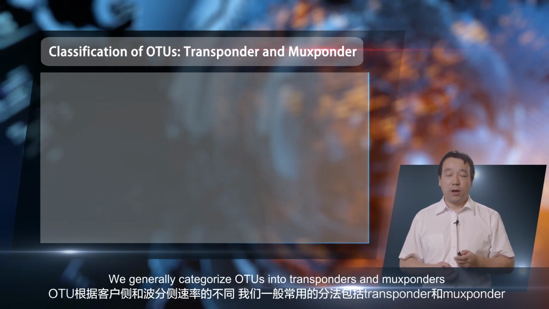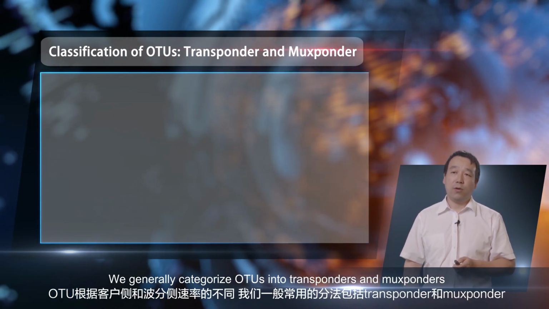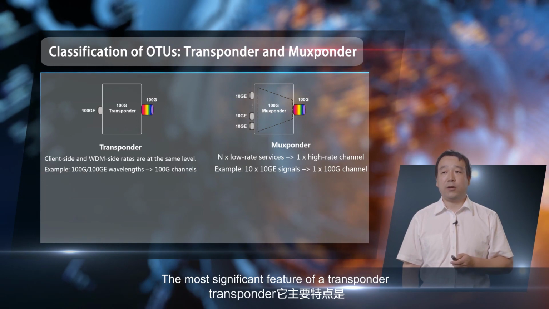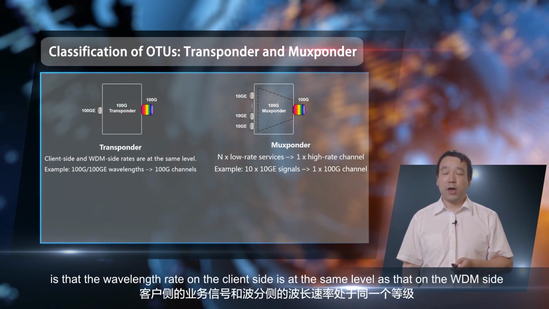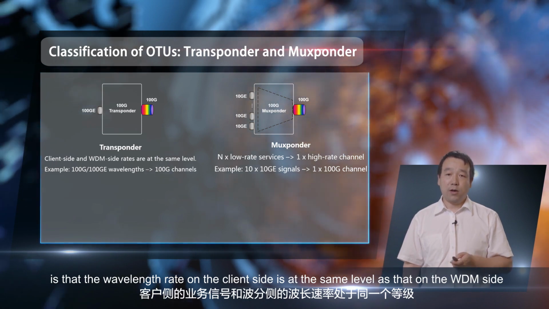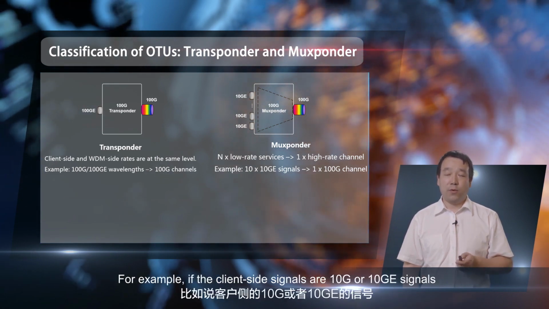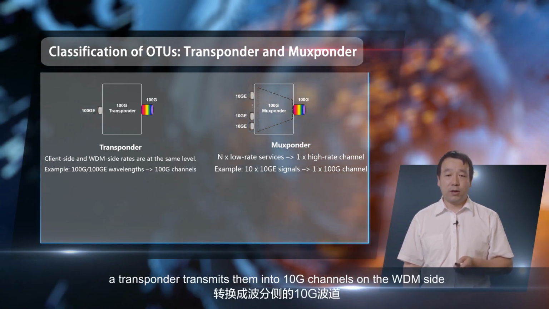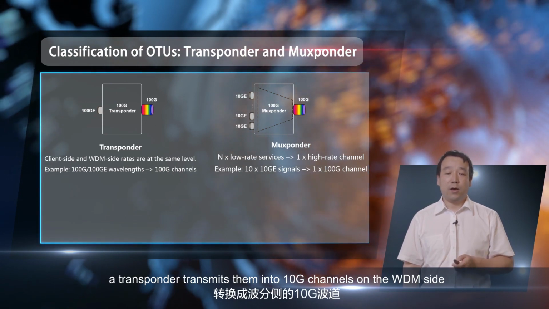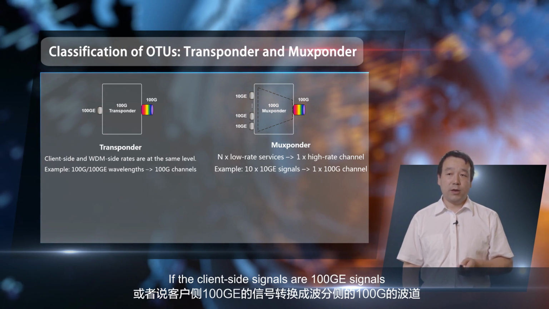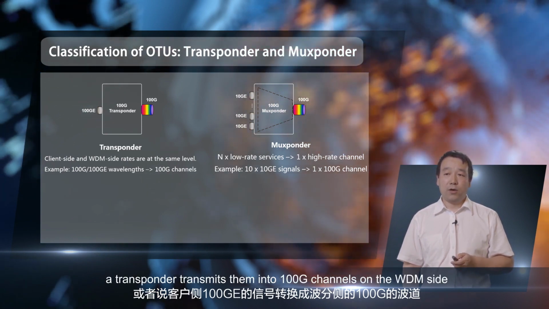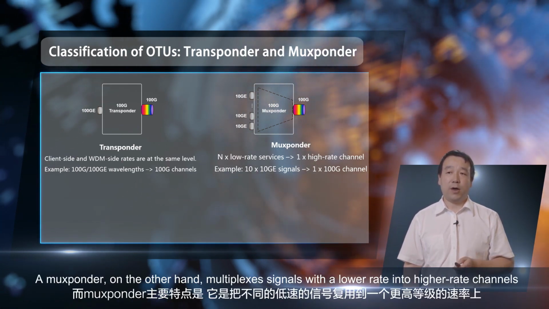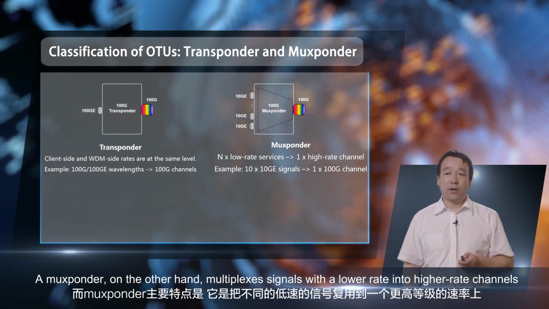We generally categorize OTUs into transponders and Muxponders, according to different wavelength rates on the client and WDM sides. The most significant feature of a transponder is that the wavelength rate on the client side is at the same level as that on the WDM side. For example, if the client-side signals are 10G or 10GE signals, a transponder transmits them into 10G channels on the WDM side. If the client-side signals are 100GE signals, a transponder transmits them into 100G channels on the WDM side. A Muxponder, on the other hand, multiplexes signals with a lower rate into higher rate channels.